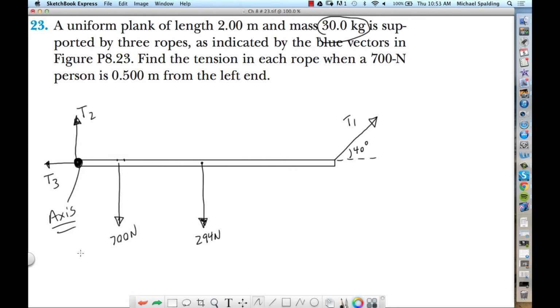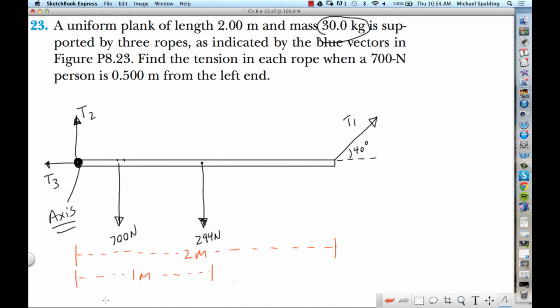All right, so the whole length of the plank is 2 meters. All the way across. Okay, what's the distance to the middle of the plank? 1 meter. And then the distance over to the guy, right there, that's 0.5 meters. Okay, so these are our distances. Now, let's write the equations. So look, we have 3 unknowns.